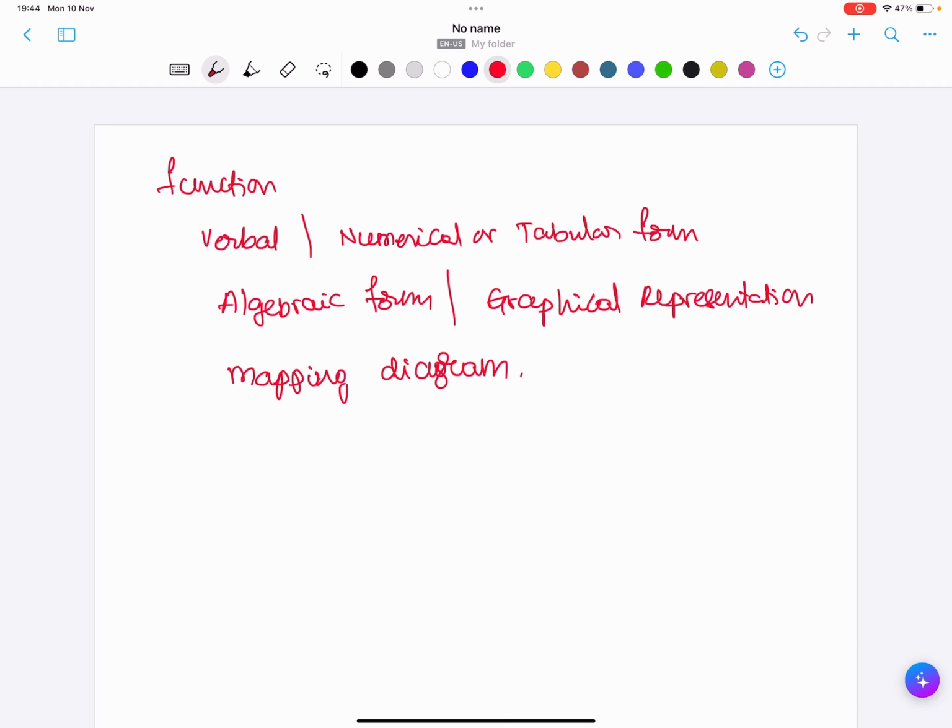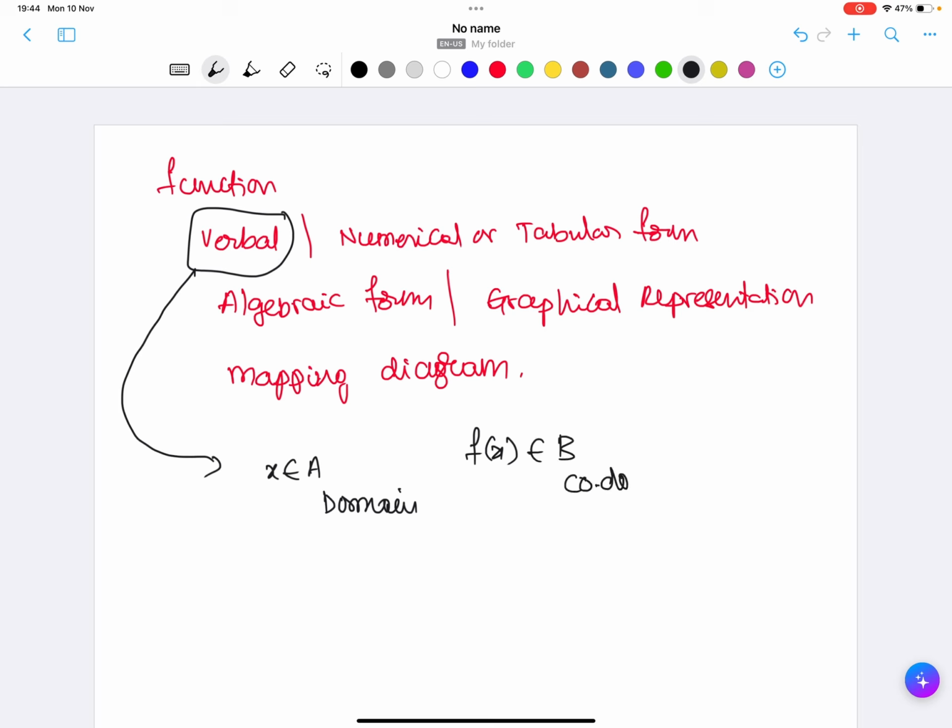If you want to define it verbally, you say that you are assigning a value. That means there is an input and there is an output. The function is a rule that assigns, for each element x in the domain A, a value f of x in the codomain B. So, for each element in A, it assigns a value in B.